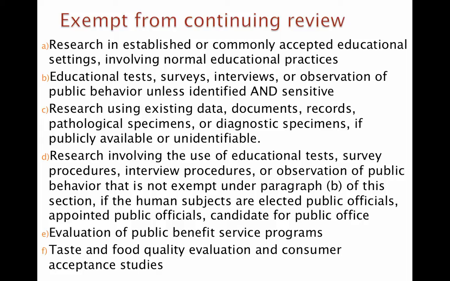The first four of the exemptions will be most appropriate for social science research. This includes research in educational settings involving normal educational practices, research involving educational tests, surveys, interviews, or observation of public behavior, unless the participants are identified and it contains sensitive information, research using existing data, documents, records, pathological specimens, or diagnostic specimens if publicly available or unidentifiable, research involving the use of educational tests, survey procedures, interview procedures, or observation of public behavior that is not exempt under paragraph B of this section if the human subjects are elected public officials, appointed public officials, or candidate for public office.